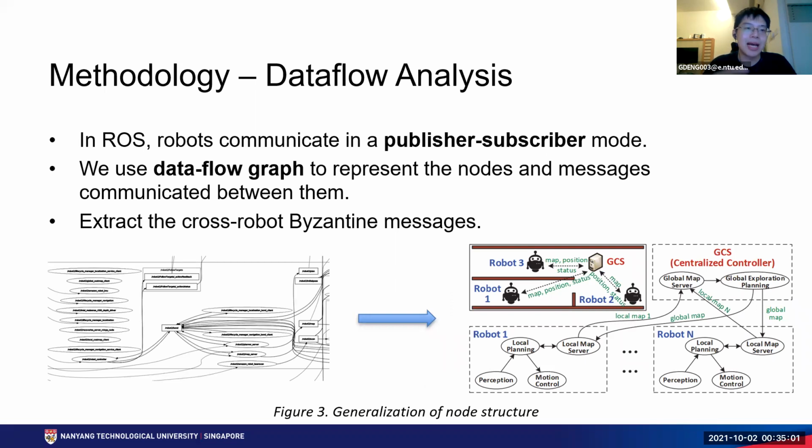Secondly, we have the data flow analysis module. In ROS systems, robots are always communicating in a publisher-subscriber mode, so we can use a data flow graph to represent the nodes and the messages communicated between them. We extract the cross-robot Byzantine messages by analyzing this graph, because we focus on how the Byzantine robot can communicate with other parts of the system, like other robots or the ground control station, and use these messages to take over the whole system.